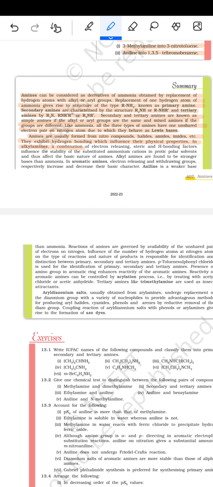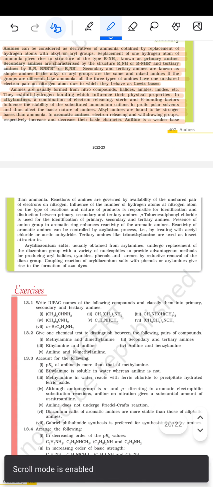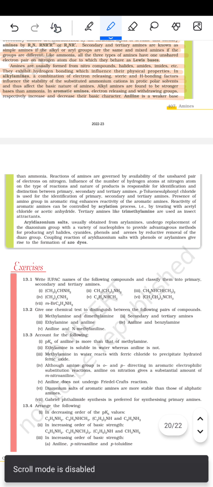In alkyl amines, a combination of the electron releasing, steric and the H bonding factors influence the stability of the substituted ammonium cation in the protic polar solvent and thus affect the basic strength of the amines. Alkyl amines are found to be a stronger base than the ammonia. In the aromatic amines, electron releasing and withdrawing groups respectively increase and decrease their basic character. Aniline is a weaker base than the ammonia.